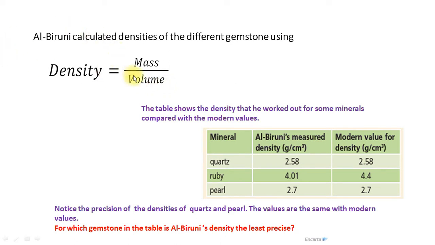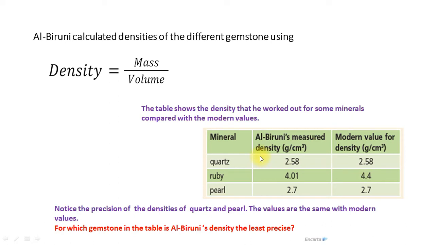He got all the values for the different gemstones, displayed his results, and was able to differentiate the minerals based on their density. Okay, we have a table here that shows the density of 3 minerals gotten by Al-Biruni, and those are the same as the density of the same minerals that we have currently.